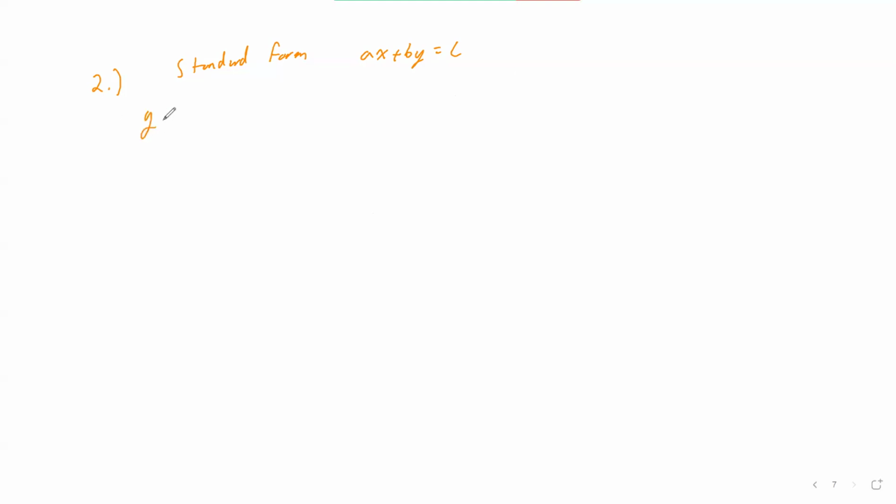Let's look at one. So graph 3x plus 2y equals 6. When it is in C? Yeah. C.